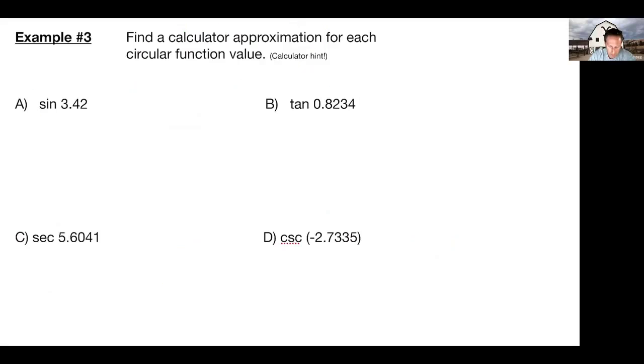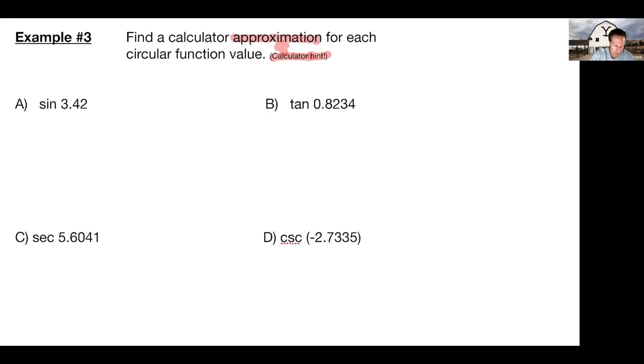All right, looking at example 3 here, you can see it definitely asks us for a little bit different value. Now it wants us to approximate these quote-unquote circular functions. So there's our hint that we're going to have to use a calculator because it says approximate.